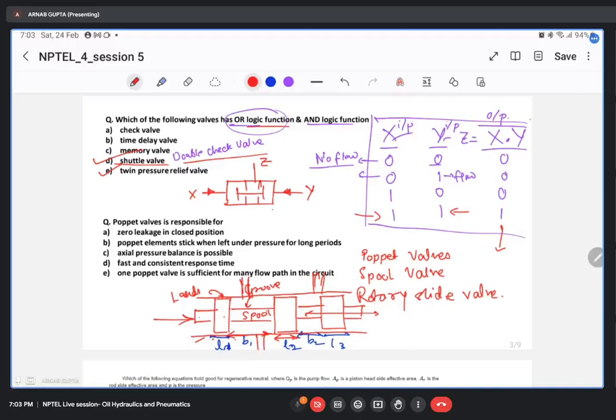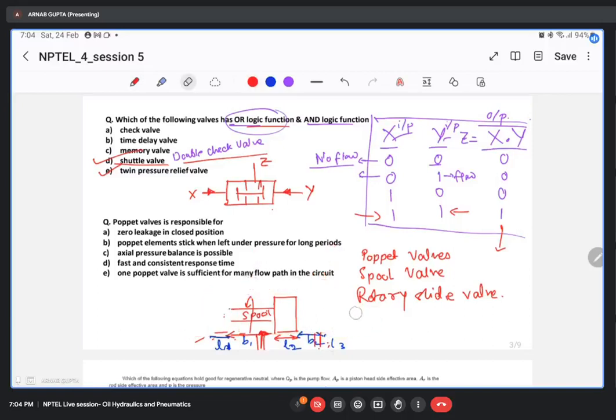From the relative position of the lands and the grooves, you can understand that suppose this is my pressure port, where the pressurized fluid is coming from. It can be directed either to port A or to port B. If this particular land is here, then the fluid flow won't happen to port A, rather it may happen to port B, and there is some tank port T. Likewise, you generally design this spool type valve. I just gave a very simple example.